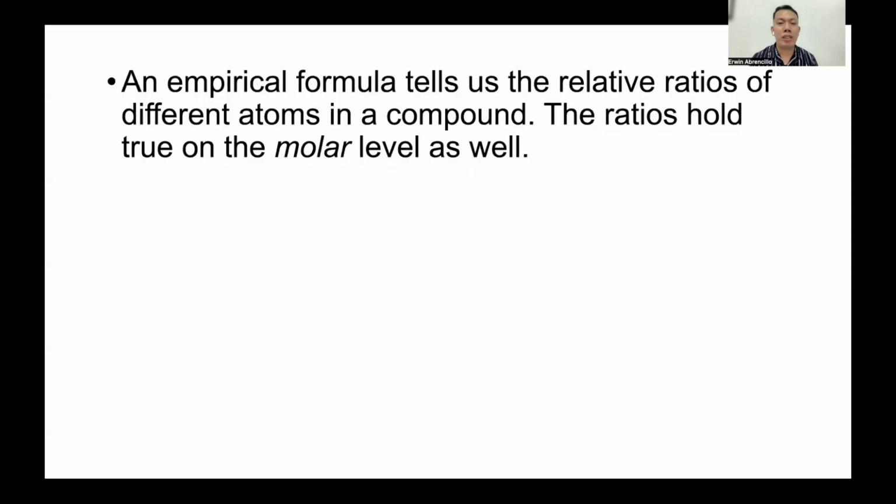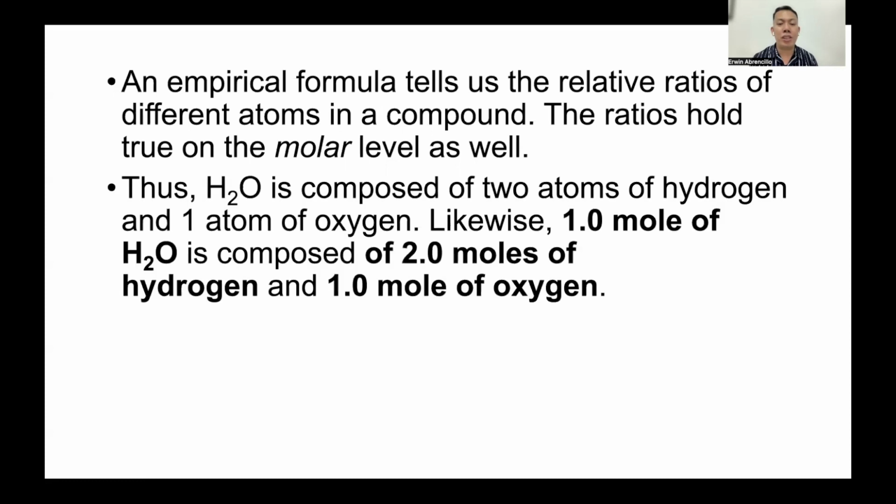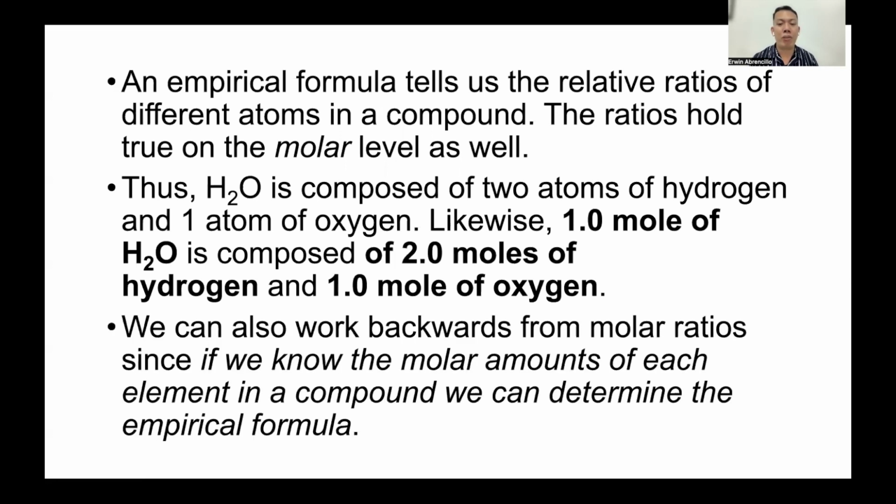So an empirical formula tells us the relative ratios of different atoms in a compound. The ratios hold true on the molar level as well. For example, H2O is composed of 2 atoms of hydrogen and 1 atom of oxygen. Likewise, 1 mole of H2O is composed of 2.0 moles of hydrogen and 1.0 mole of oxygen. So we can also work backwards from molar ratios, since if we know the molar amounts of each element in a compound, we can determine the empirical formula.